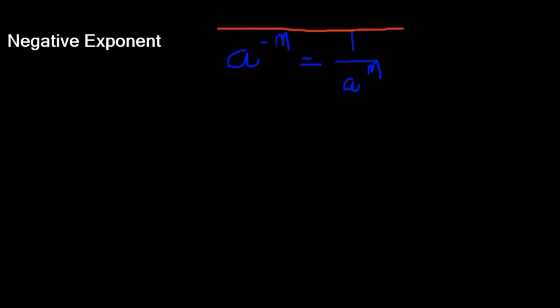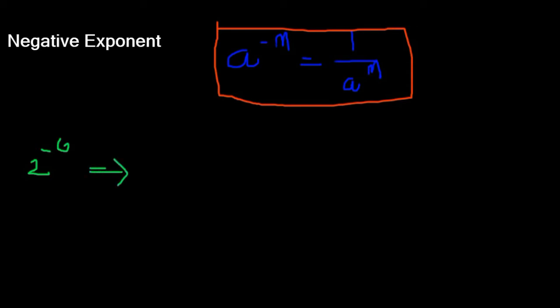Now let's look at an example. Let's say you have 2 power minus 6. So this 2 power minus 6 can be written as 1 divided by 2 power 6. So I hope this negative exponent was clear.